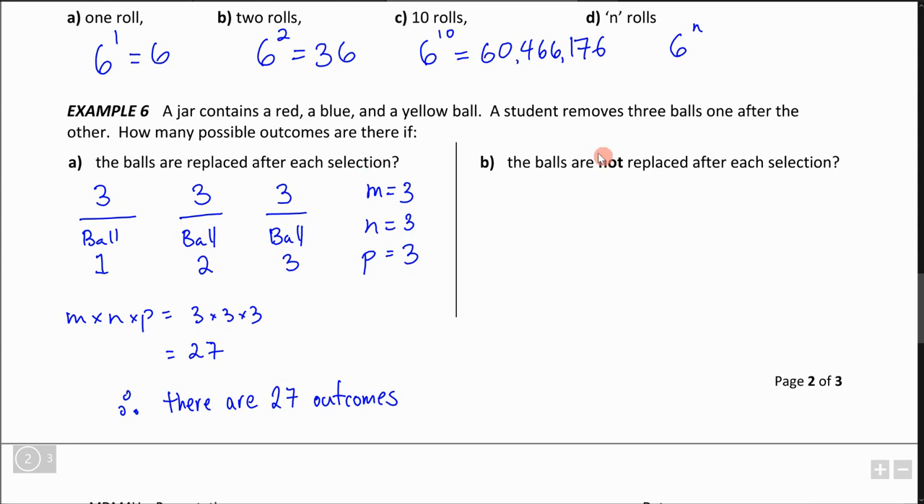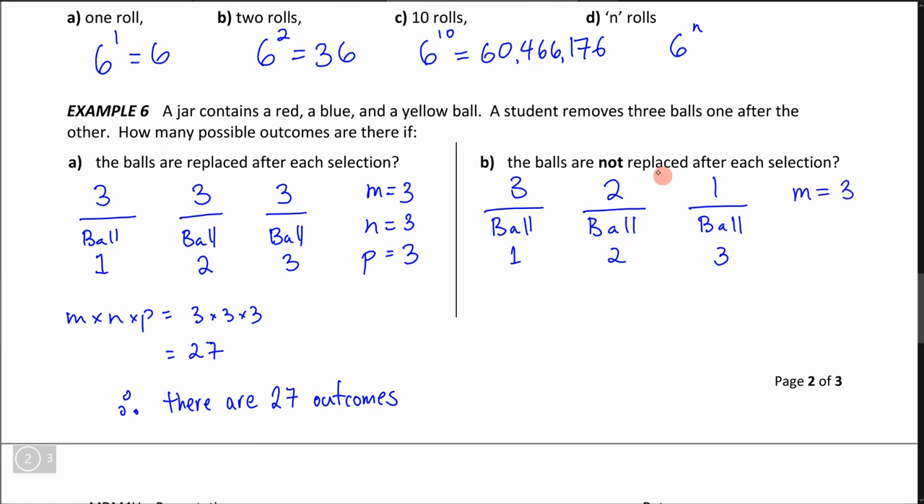But part B, what happens if we're not replacing the balls after each selection? So let's look at ball 1. In ball 1 we have how many possible outcomes? Well, we have 3. But if we took one out and don't replace it, what happens? For ball number 2, we only have 2 balls to choose from. And for ball number 3 that we draw, we only have 1 left to choose from. So in our first event M, we have 3 outcomes. For our second event N, we have 2 outcomes. And for our third event, we only have 1 outcome possible, 1 ball left. So you just draw that third ball.